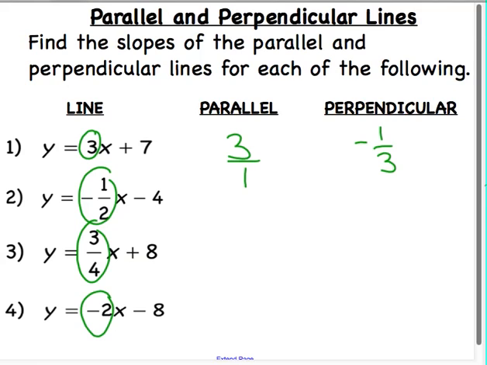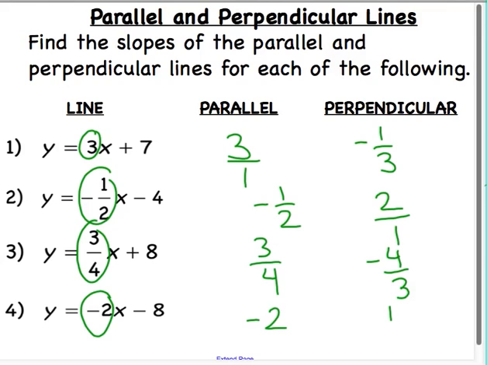For number 2, the slope is -1/2, so the parallel line would be -1/2. Parallel is going to be the same slope, and the negative reciprocal is 2 over 1, and it's positive. So if the parallel line is negative, the perpendicular line is positive. For number 3, very quickly, same exact slope. For the perpendicular, we make it negative and take the reciprocal. And for number 4, the last one, the slope is -2. And the perpendicular slope would be +1/2.